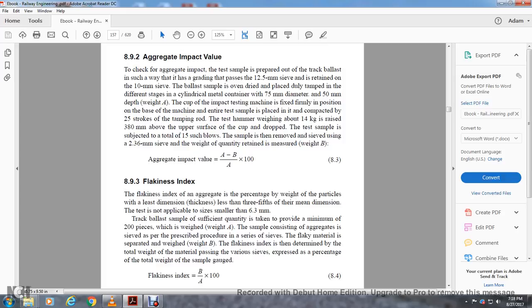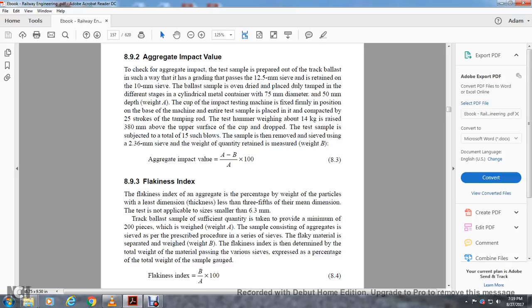Flakiness index of aggregate is the percentage by weight of particles whose least dimension (thickness) is less than 3/5 of the mean dimension of the particle, with size smaller than 6.3 millimeters. A truck ballast sample of sufficient quantity is taken to provide a minimum of 200 pieces, which is weighed as A. The sample is sieved as per the prescribed procedure in series. The flaky material is separated and weighed as B.